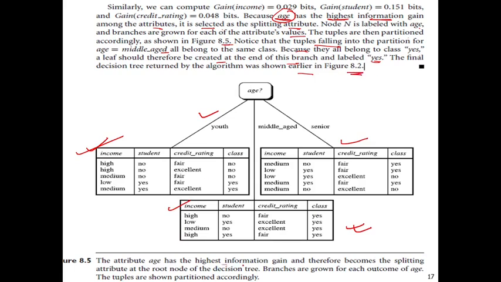The attribute age has the highest information gain and therefore becomes the splitting attribute at the root node of the decision tree. Branches are grown from each outcome of age. Tuples are shown partitioned accordingly. Okay, this is the case.